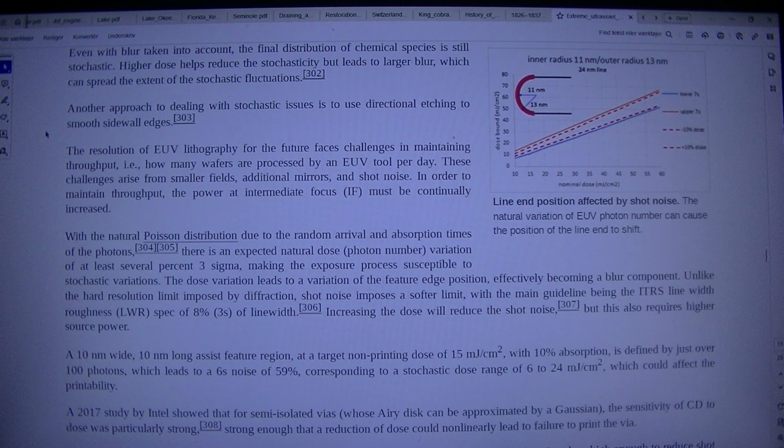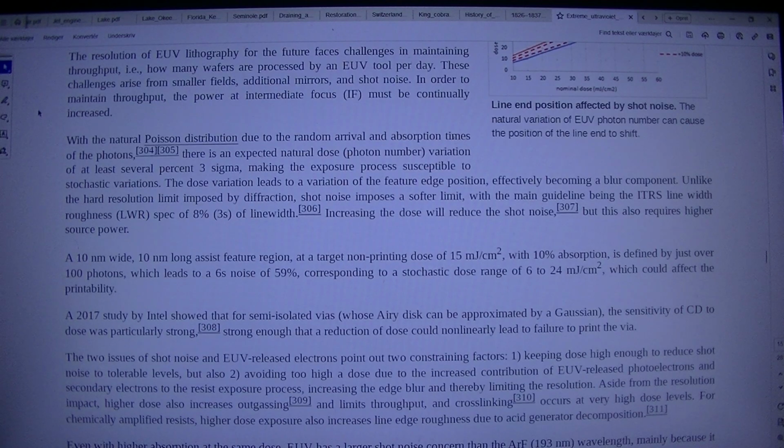The resolution of EUV lithography for the future faces challenges in maintaining throughput, i.e., how many wafers are processed by an EUV tool per day. These challenges arise from smaller fields, additional mirrors, and shot noise. In order to maintain throughput, the power at intermediate focus, IF, must be continually increased. With the natural Poisson distribution due to the random arrival and absorption times of the photons.